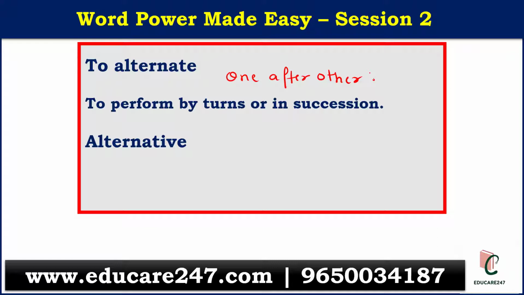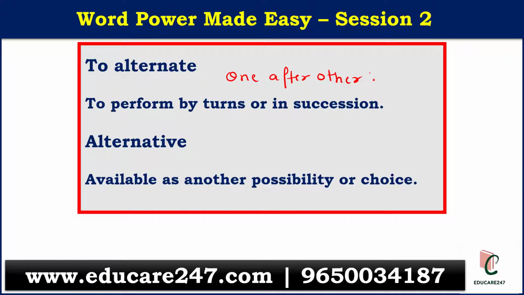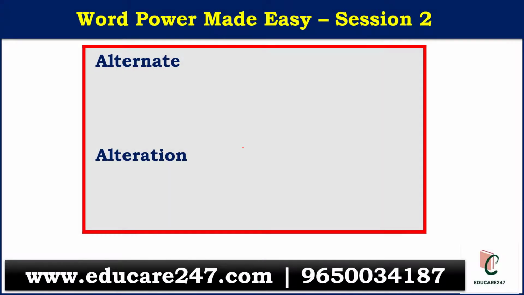The next word is alternative. Alternative is basically a choice, available as another possibility or choice. Suppose you have two things, we term it as this thing will be an alternative to this. So let's move to our next word. I hope you are understanding, students.